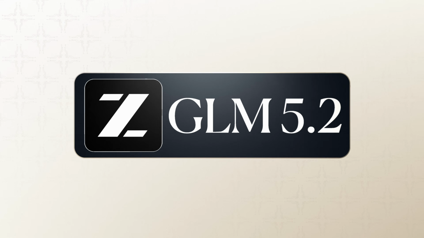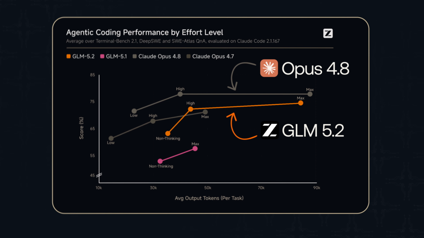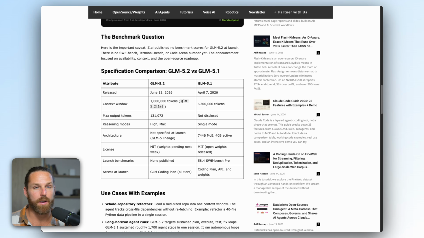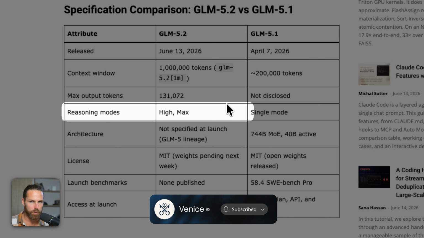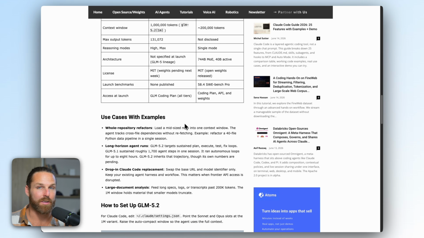GLM 5.2 is now available. It excels at long horizon coding projects as well as agentic capabilities, and it is an impressive new milestone in open weight models. So unlike GLM 5.1, GLM 5.2 actually has more reasoning modes, including high and max, which means it can do deeper and more advanced reasoning.